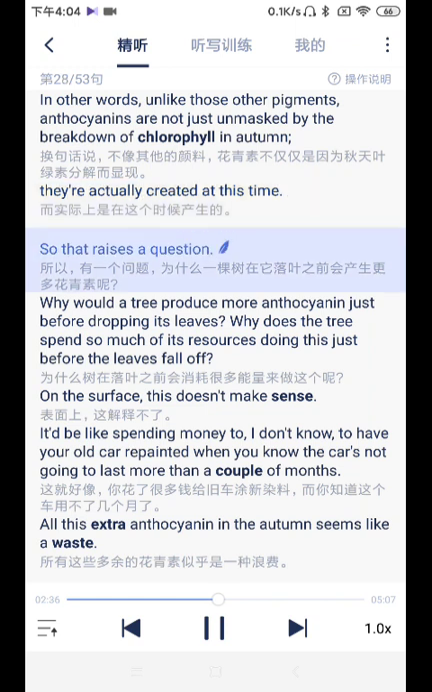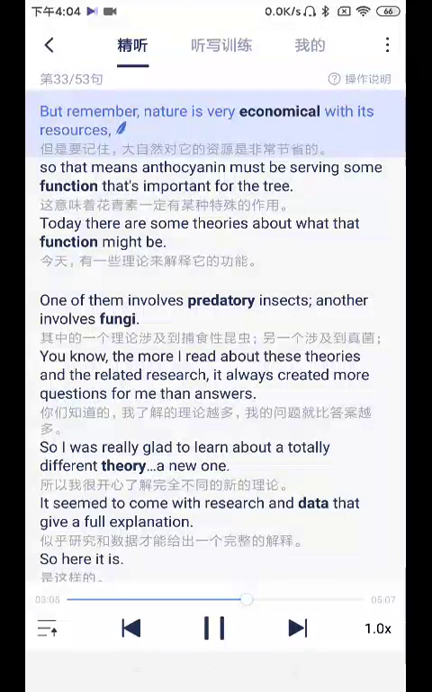So that raises a question. Why would a tree produce more anthocyanin just before dropping its leaves? Why does the tree spend so much of its resources doing this just before the leaves fall off? On the surface, this doesn't make sense. It'd be like spending money to have your old car repainted when you know the car's not going to last more than a couple of months. All this extra anthocyanin in the autumn seems like a waste, but remember, nature is very economical with its resources. So that means anthocyanin must be serving some function that's important for the tree.